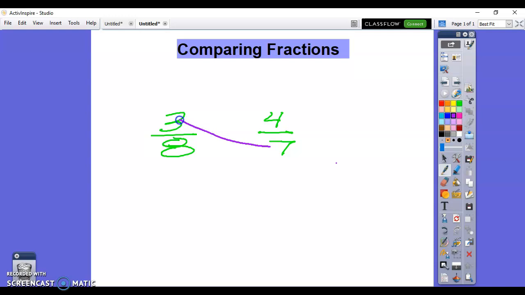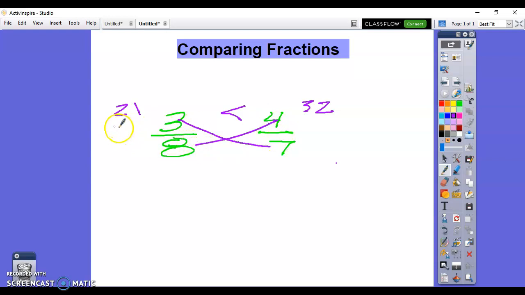So 7 times 3 equals 21. And then we're going to cross multiply this way, so 8 times 4 is 32. And so 32 is greater, so 4/7 is actually greater than 3/8.